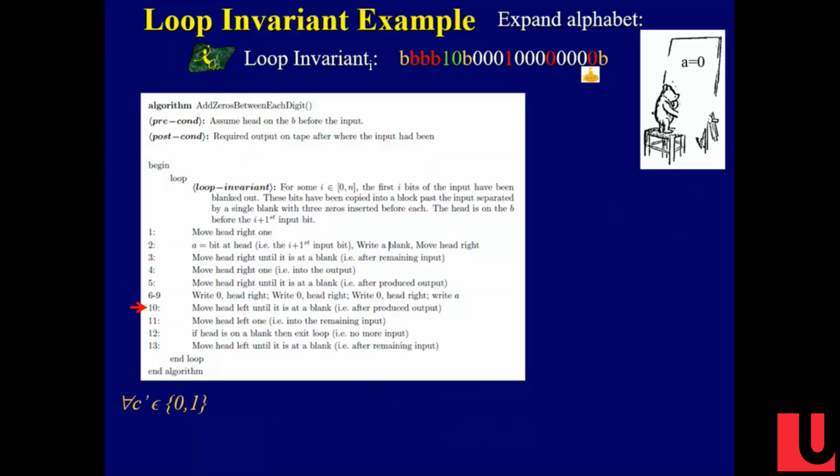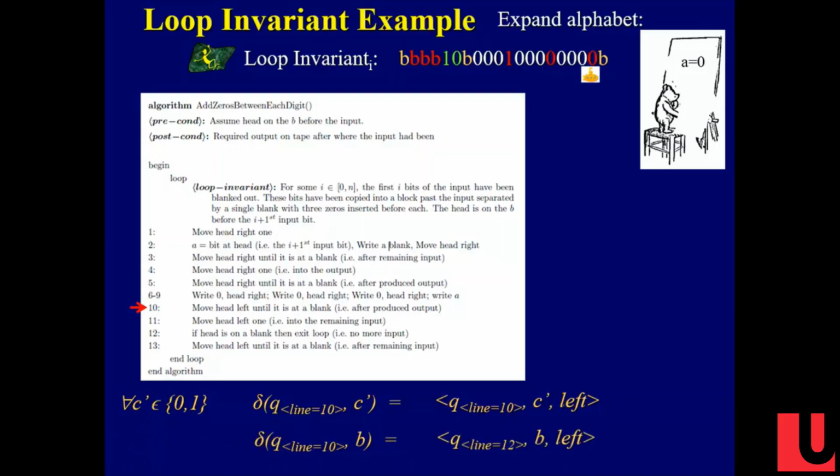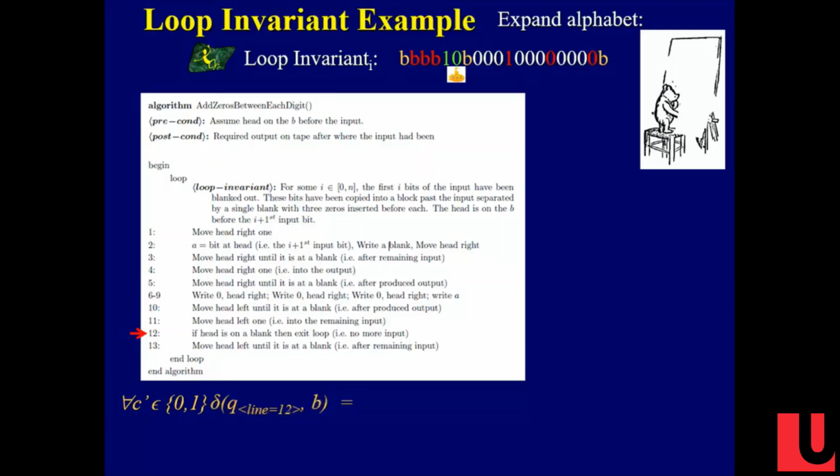Now I'm in line 10, and I'm reading a character. What do I do? I go left, and I keep staying in line 10 until I get a blank. When I get a blank, what do I do? I write the blank, and I go further left. That moves me past the output. Then I'm in line 12.